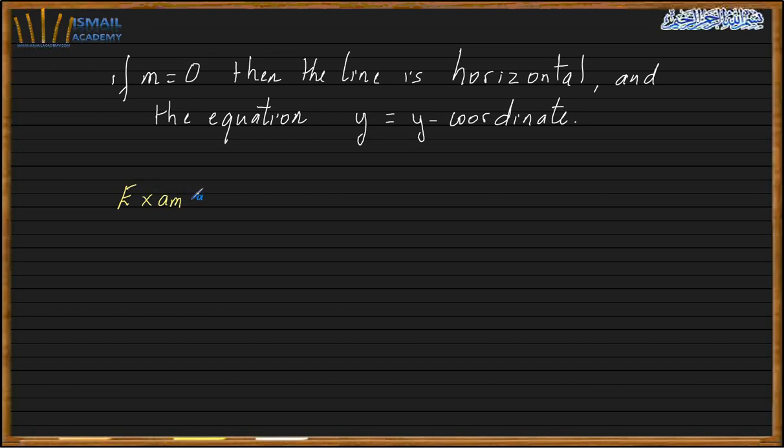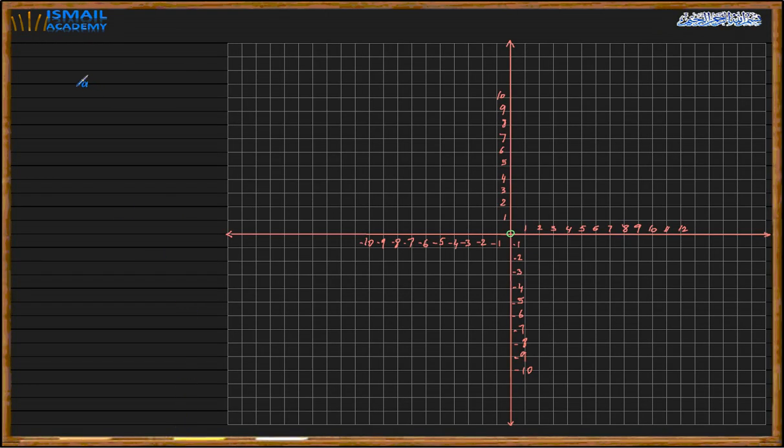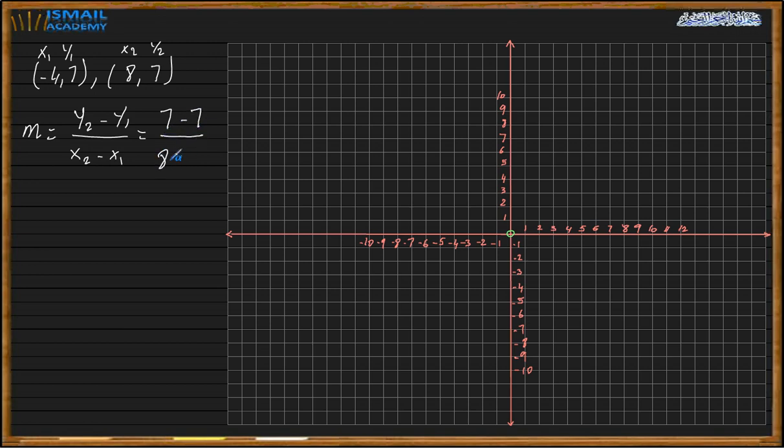Example. Suppose I want to find the slope of this point: minus 4, 7, and 8, 7. So my slope will be, and this is x1, y1, x2, y2, y2 minus y1 over x2 minus x1. So y2 is 7 minus 7 over 8 minus minus 4. So that's 0 over 12, which is 0.